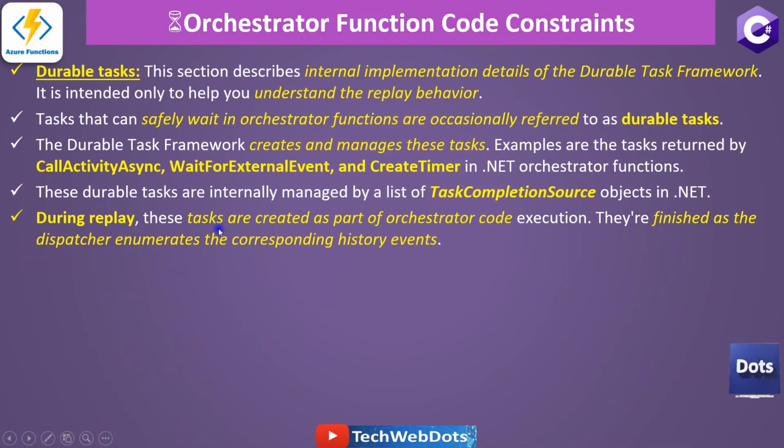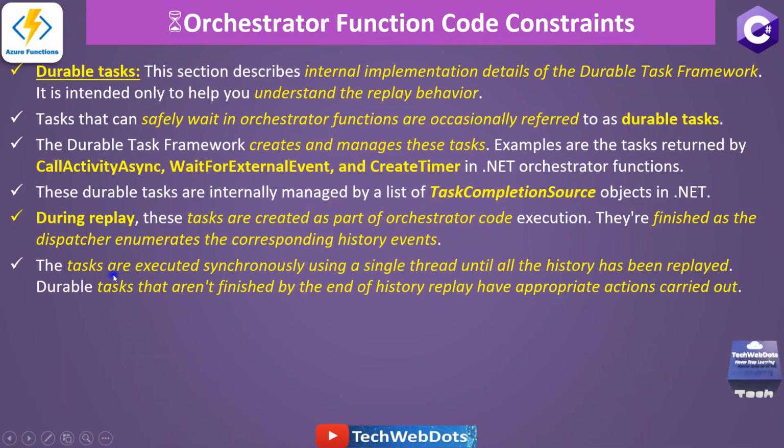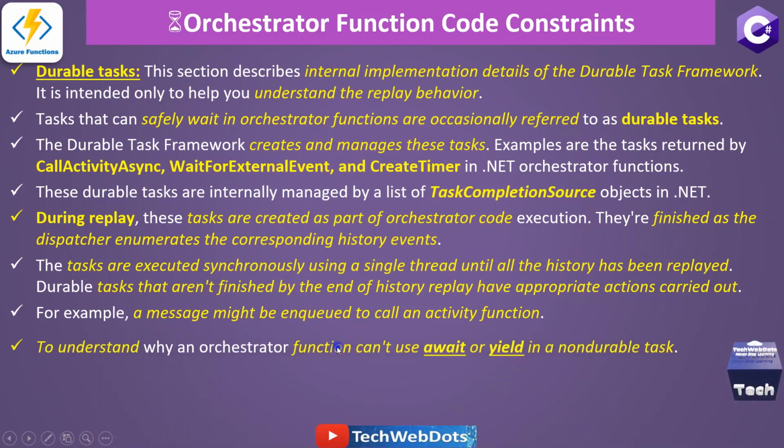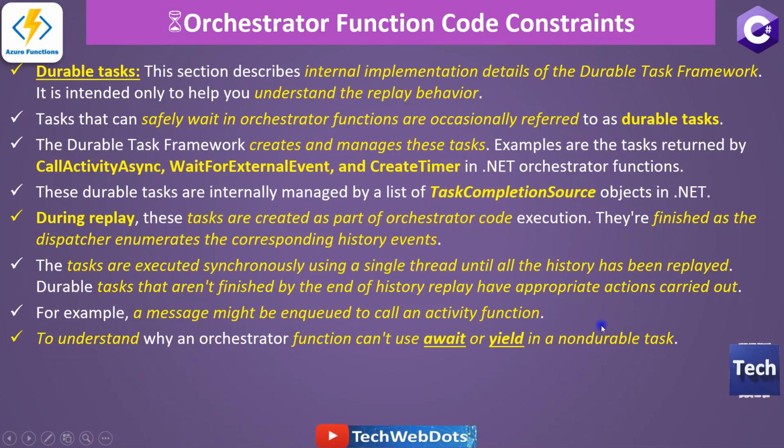During replays, these tasks are created as part of the orchestration code execution. They are finished as the dispatcher enumerates the corresponding history events. Okay, this is a very important point. The tasks are executed synchronously using a single thread until all the history has been replayed and completed. Tasks that are not finished by the end of history replay have appropriate action carried out and checked later. For example, a message might be enqueued to call an activity function, and later we will call the activity function.